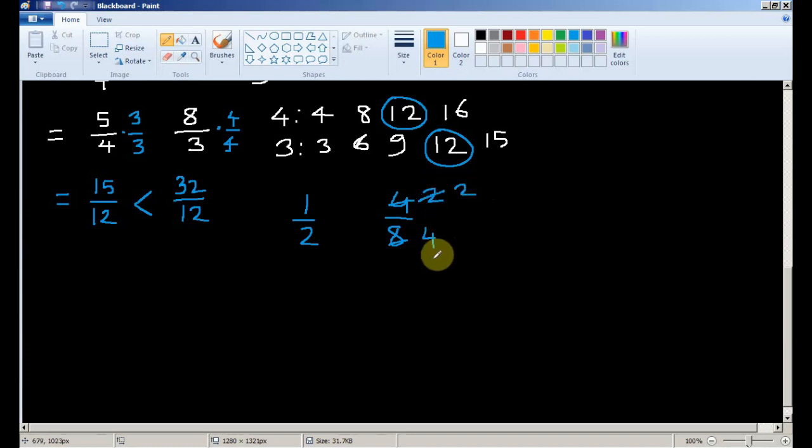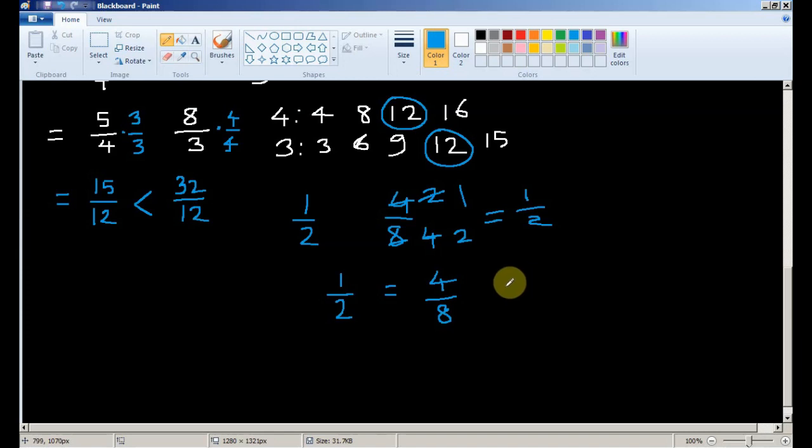So 2 1s are 2 and 2 2s are 4. So it's 1 by 2, again I get 1 by 2. So look at this fraction now. What we get here is an equivalent fraction. So 1 by 2 is equal to 4 by 8, right? So this is how we can solve a number of problems.